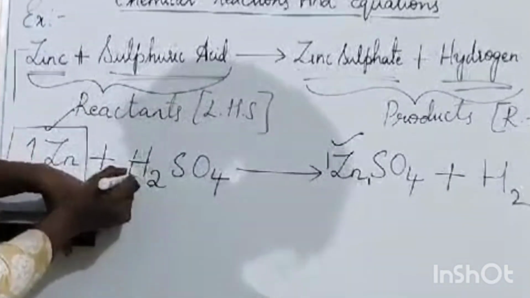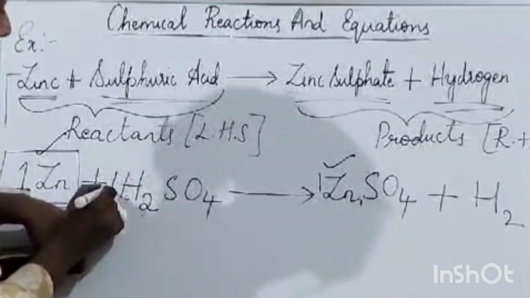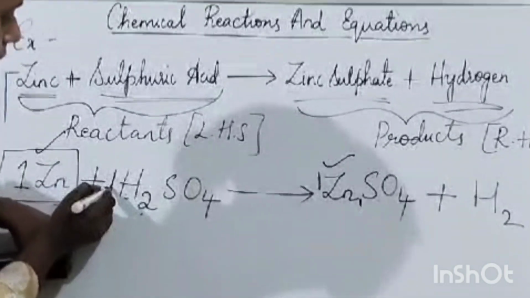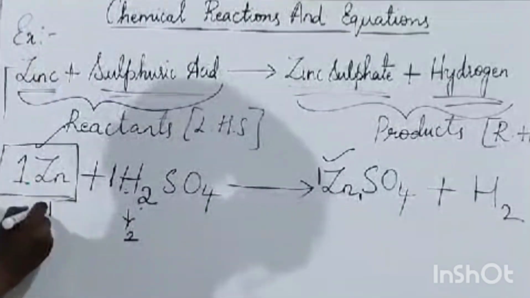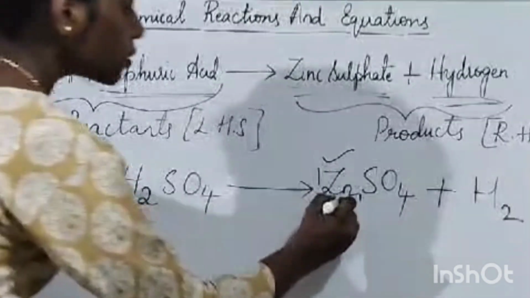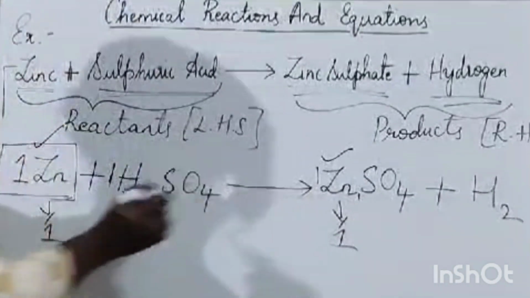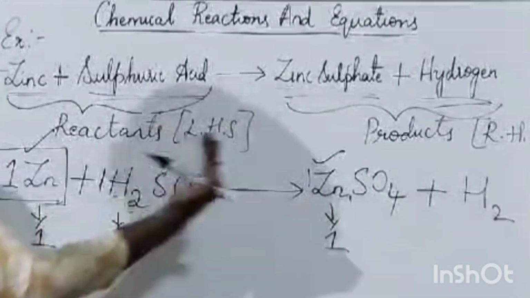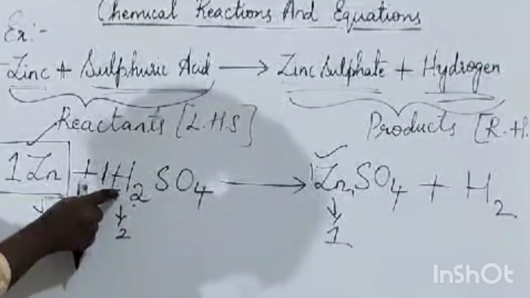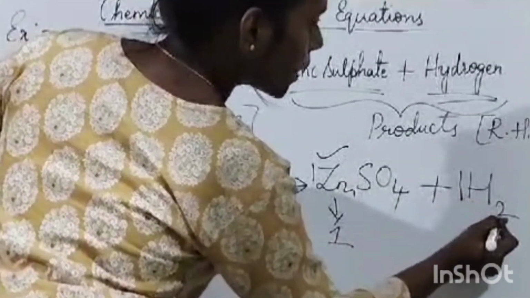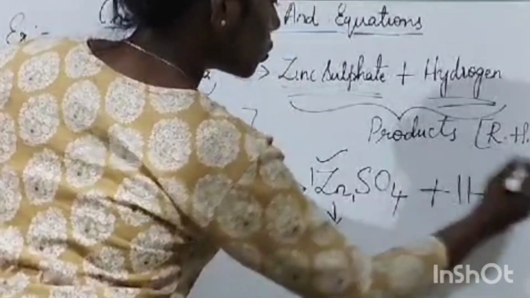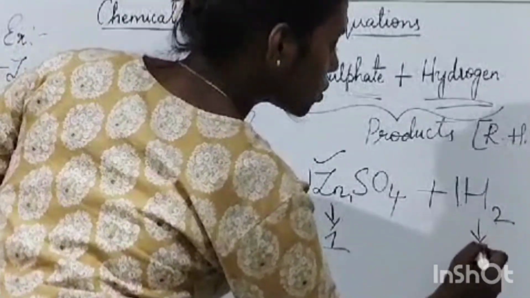Next, H is 2. Here we have 1, and 2 ones is 2. So hydrogen we have 2. Zinc was 1 here, so zinc is balanced. In this entire reactant side, hydrogen is 2. Here 2 ones are 2. So towards our product area, hydrogen is 2.